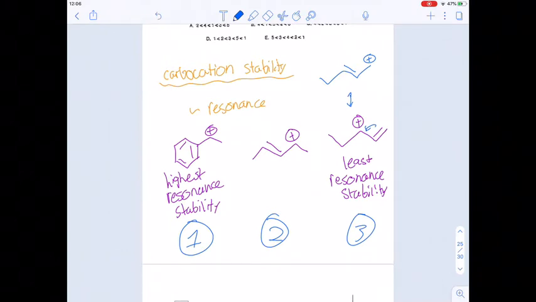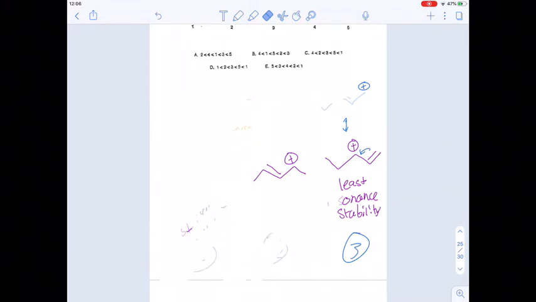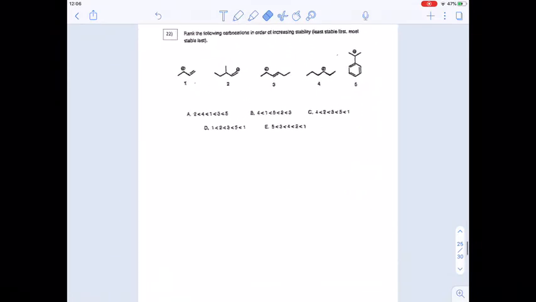So comparing these three resonance structures, this is going to be number 1, this is going to be number 2, and this is going to be number 3. It's important to keep in mind not only that there's resonance nearby, but how the carbocation is going to look after it resonates. Okay? So those are some of the things that impact carbocation stability. Now we can go ahead and start this question.